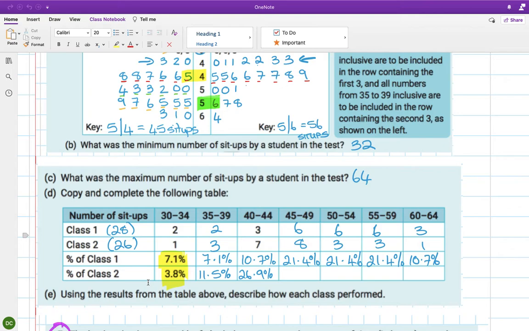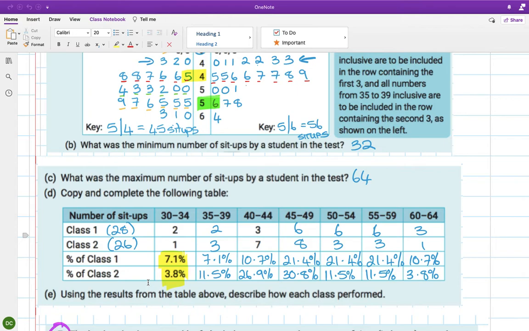8 divided by 26 times 100 is 30.8. Now I'm rounding these to 1 decimal place, okay? So make sure you're rounding. Okay, the next one is 3 divided by 26 multiplied by 100. So that is, oh, I did that already, 11.5. And then the next one is 11.5. And then 1 divided by 26 times 100 is 3.8.